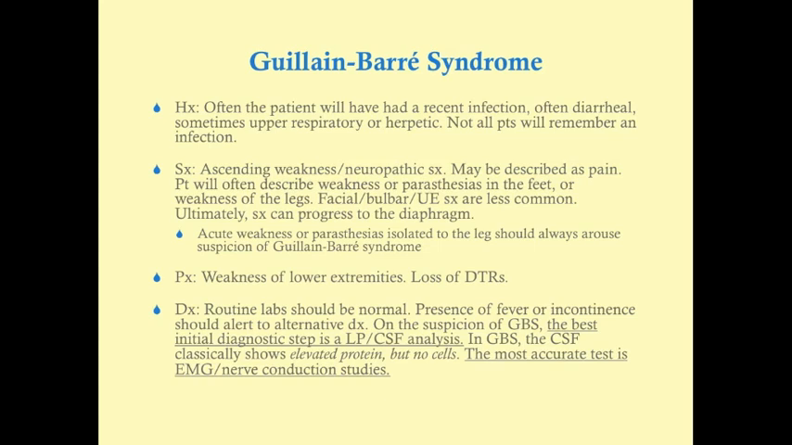The symptoms. This is what makes Guillain-Barré syndrome stand out. It is an ascending weakness. It starts in the feet, in the ankles, and it goes up to the legs and then to the thighs. It can be described as pain. There may be paresthesias, but none of that is necessary. What makes this unique is that this is an ascending weakness, and it starts in the lower extremities and works its way up.